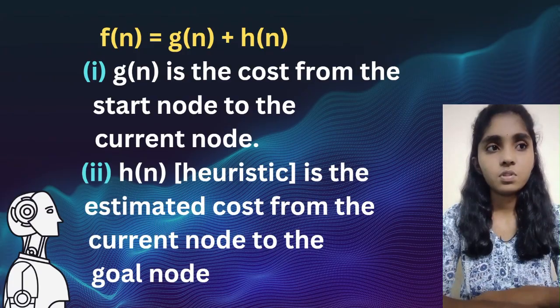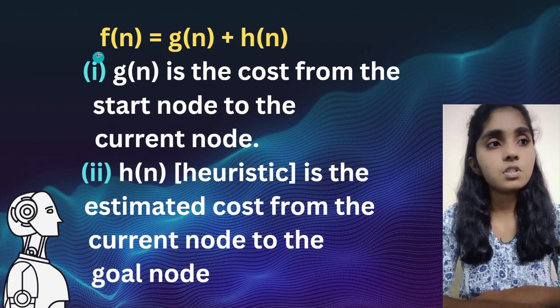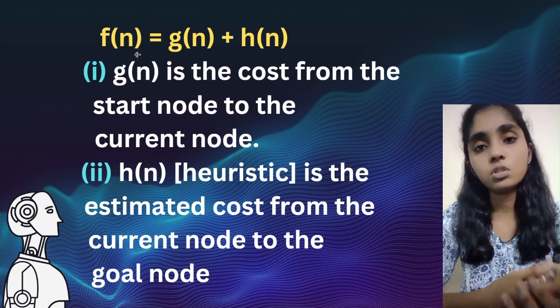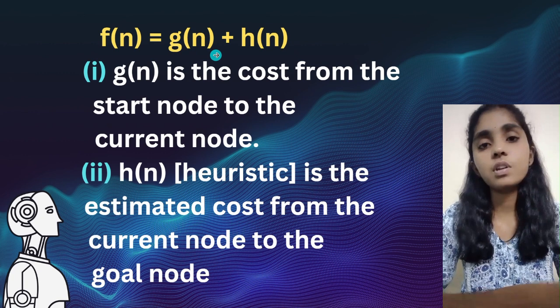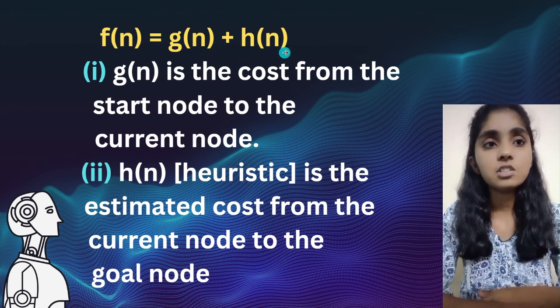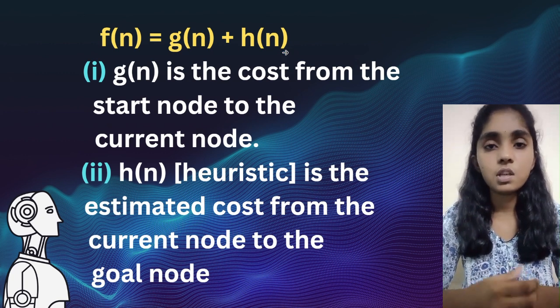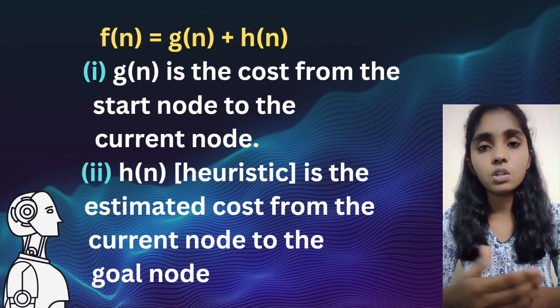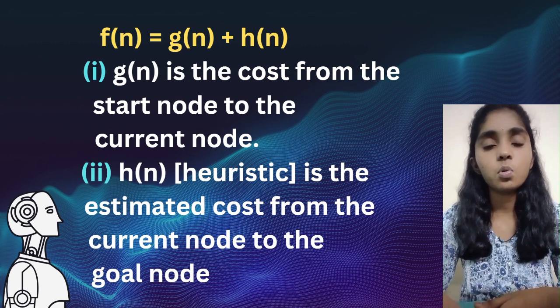GPS. So this is the formula of A-star search, in which f(n) refers to the total cost of each node, g(n) refers to the cost from the start node to the current node, and h(n) is the heuristic value which estimates the cost from the current node to the goal node.